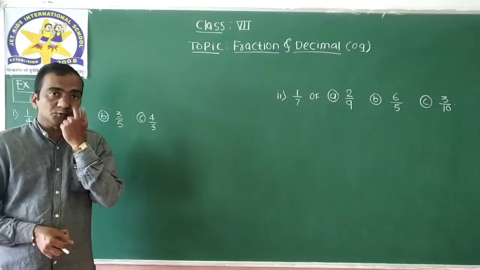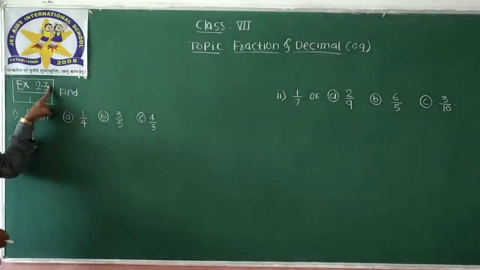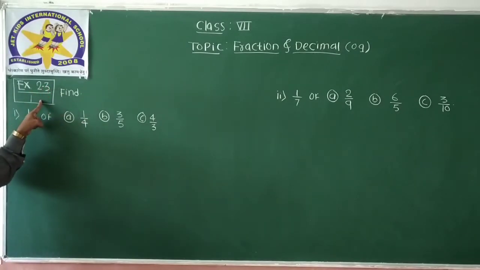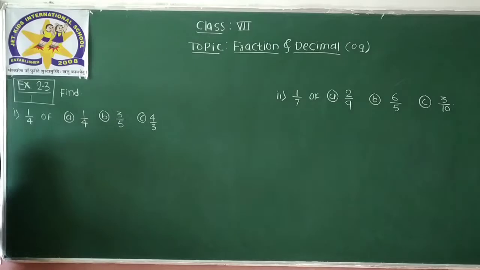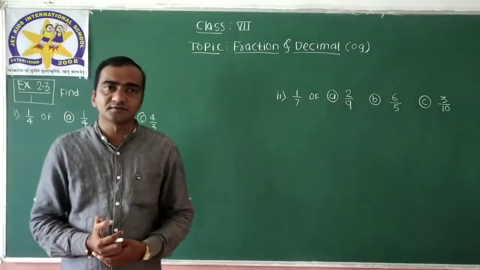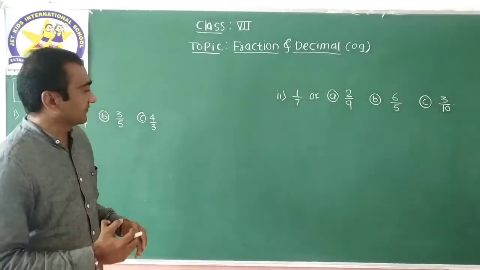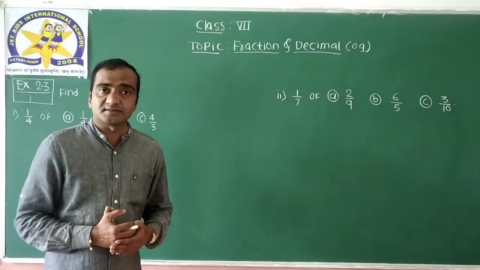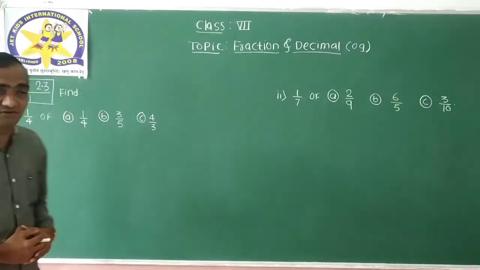Now today we have to start exercise number 2.3. First question is to find 1/4 of sub questions. Three sub questions are given. Now we simplify one by one. It is very easy to understand these questions.